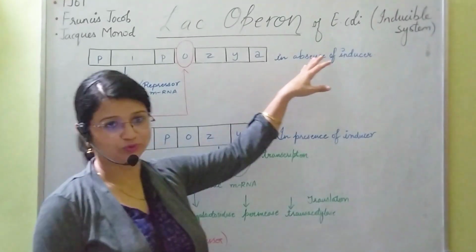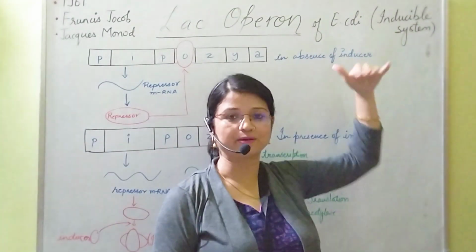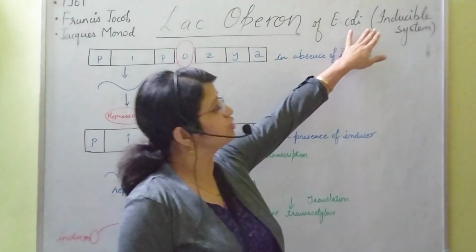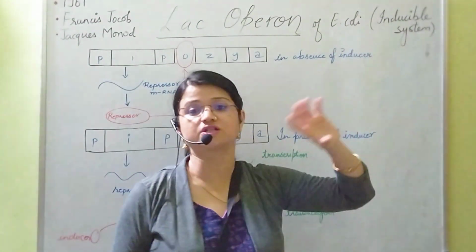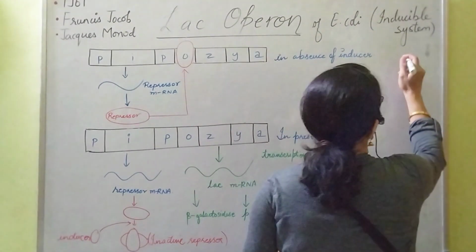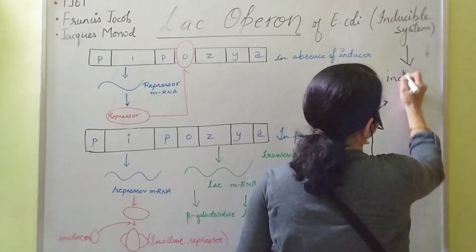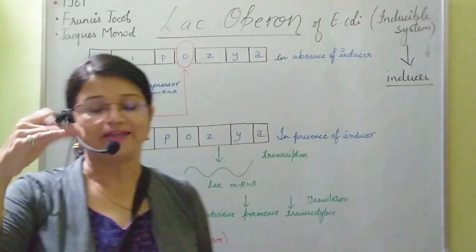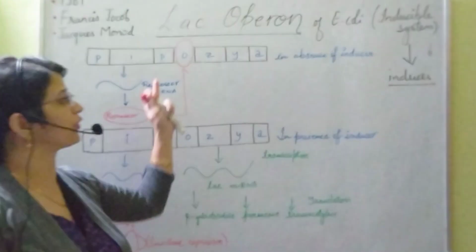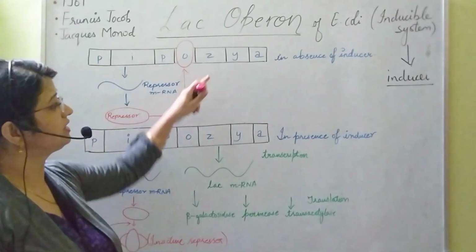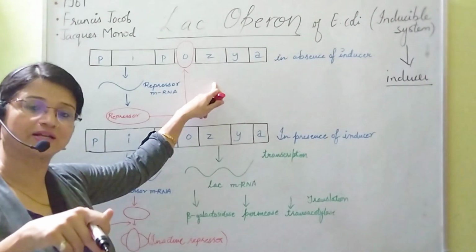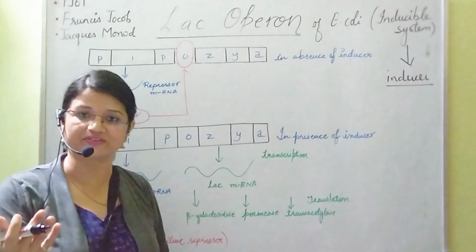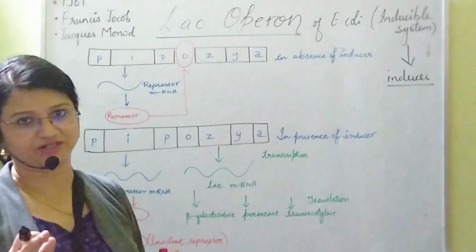This Operon is of two types, inducible system and repressible system. Today we will discuss only the inducible system, and the inducible system is that system which requires an inducer. Now what is this inducer? This inducer is a chemical. In the presence of this chemical only, the operon will get switched on. Here it is switched off. But when the chemical substance, the inducer, is present, it will get switched on, it will start working. Otherwise, it remains in switched off condition.